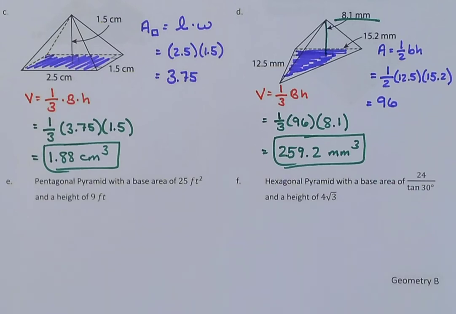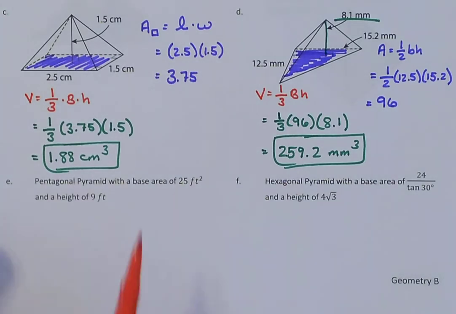Now, whenever you deal with any base that is more than a rectangle, so a pentagon, a hexagon, a heptagon, and so on, they will tell you the area of the base and the height of the pyramid. Reason being, it is a pain to find the area of a pentagon and the area of a hexagon. So they're just going to provide you with that in the description.